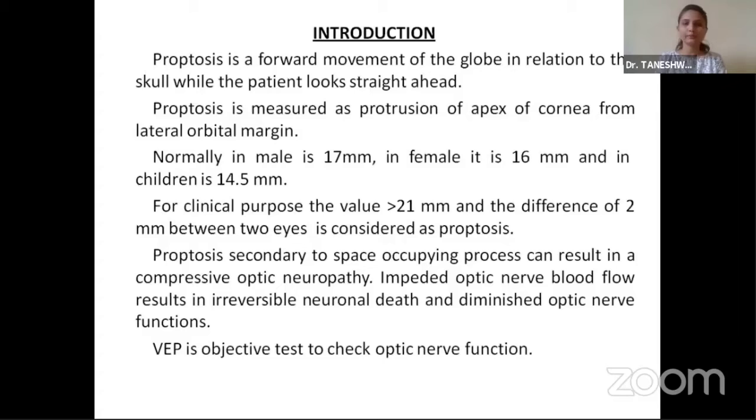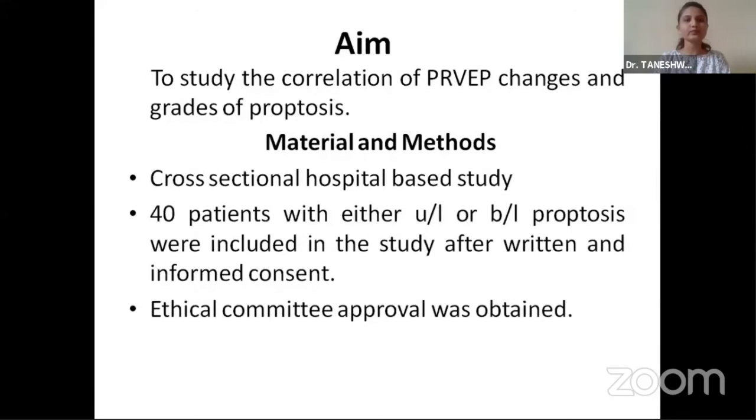Proptosis, which happens secondary to a space-occupying lesion, results in compressive optic neuropathy, where there is impeded optic nerve blood flow, which results in irreversible neuronal death and diminished optic nerve function. Optic nerve function can be objectively tested using visual evoked potential. So in this study, we studied the correlation between pattern reversal VEP changes and the grades of proptosis.